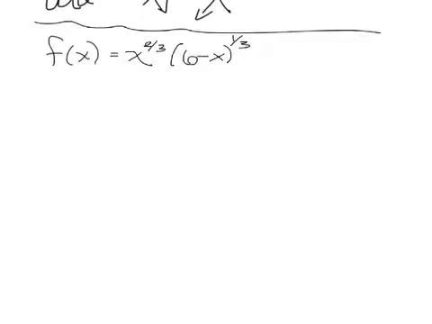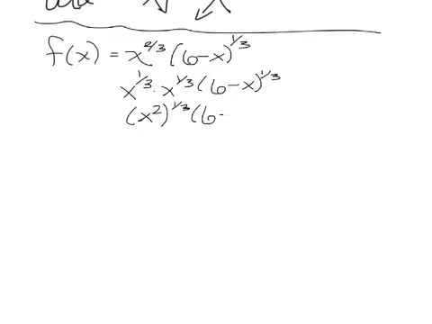Or we combine them? Well, technically we could combine 1/3 of it. But watch. Ready? That'd be x to the 1/3. Wouldn't this be x to the 1/3 times 6 minus x to the 1/3? Right. So wouldn't that technically be x squared to the 1/3 times 6 minus x to the 1/3?